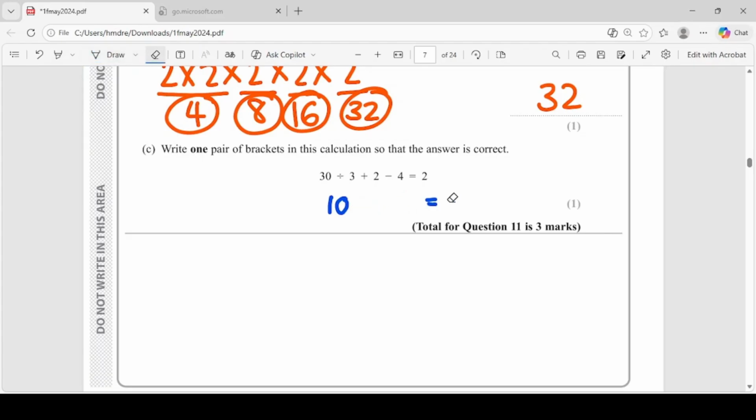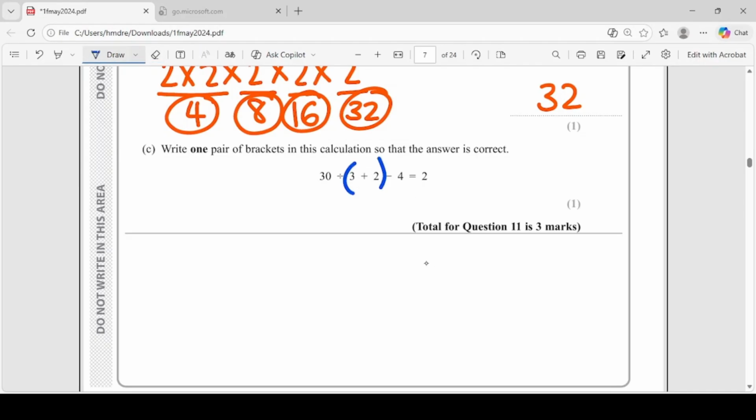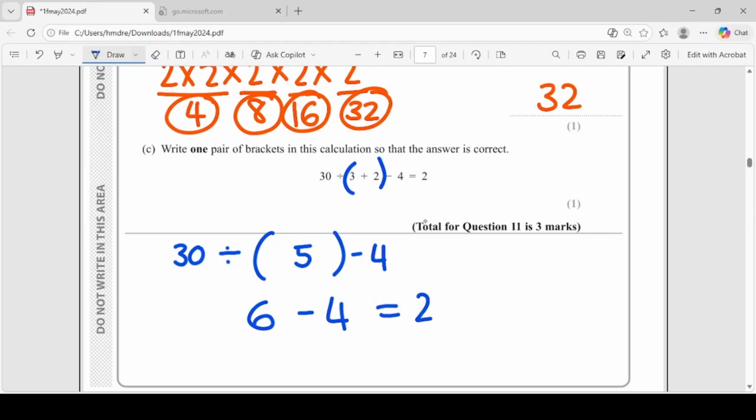I think how we could do it is we need to make this number bigger here, this division. So I think what we can do is we're going to say like this. Put the brackets in there, because then it's going to be 30 divided by the brackets, which is 5. Take away 4. Let's test that out. 30 divided by 5 is 6. Take away 4 will give us 2. So that is the right place for our brackets there.